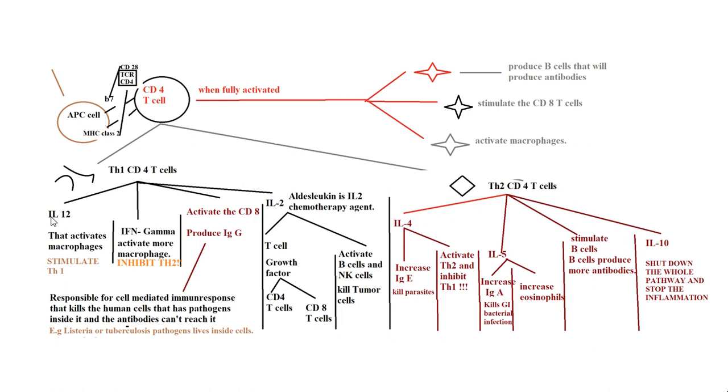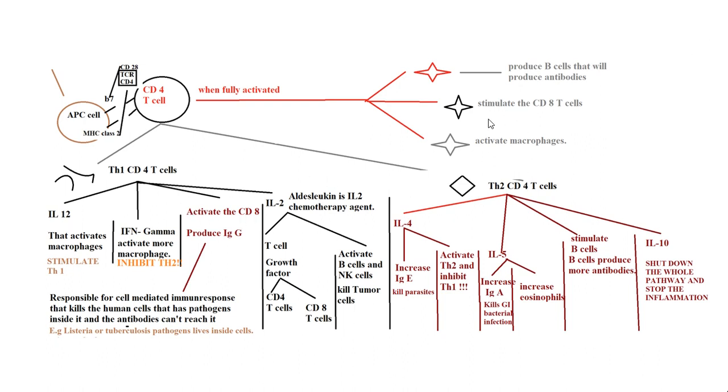So the interleukin 12 will be produced by the Th1 CD4 T cells, and when it is produced, it's going to produce more macrophages and send another feedback response to activate even more Th1 CD4 T cells. The third thing is we're going to activate the CD8 T cells.